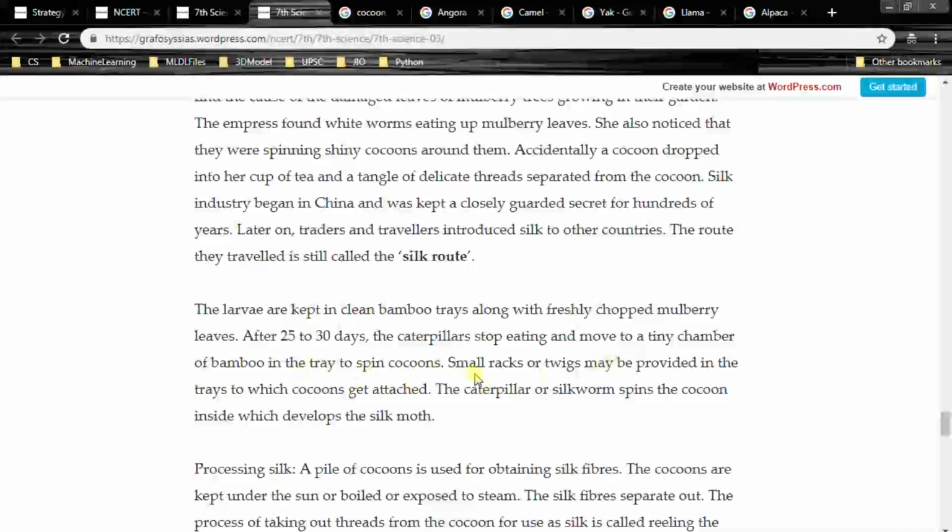So it is placed on the bamboo trays and left for 25 to 30 days. They keep eating mulberry leaves, and later they move to a tiny chamber of bamboo, and there they will spin the cocoons.